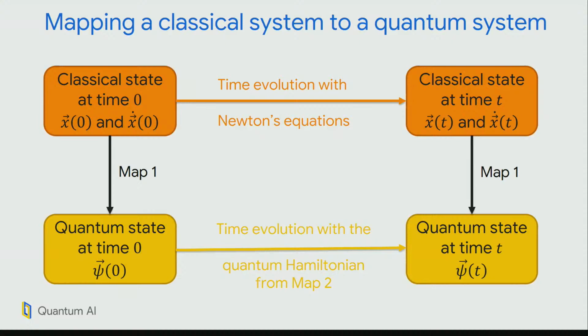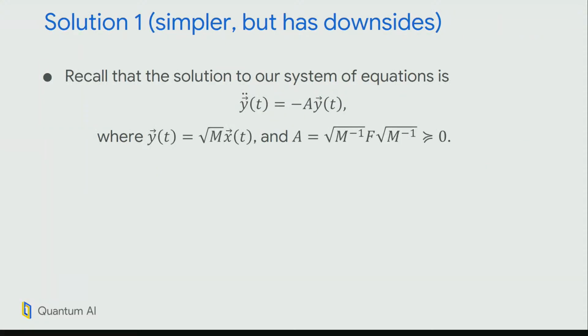Okay, so let me tell you two ways of doing this. The first one is simpler, but has a bunch of downsides. But it'll be simpler to understand. At least the intuition will be clear of why you can map that equation to Hamiltonian simulation. So this is the first solution.